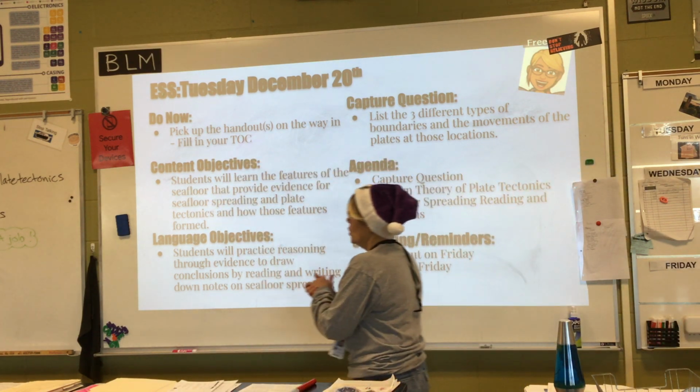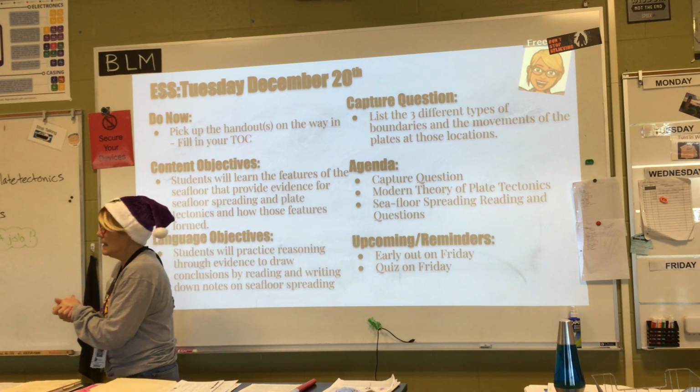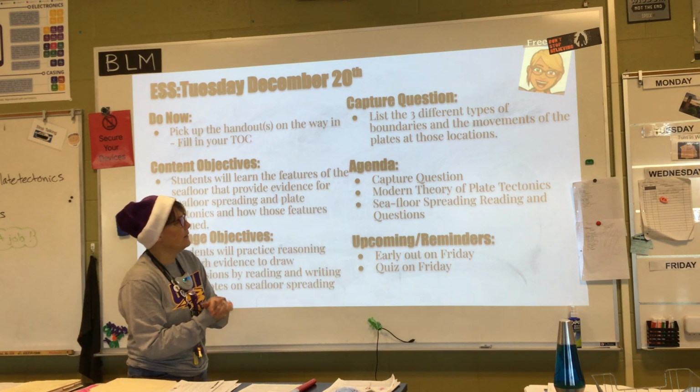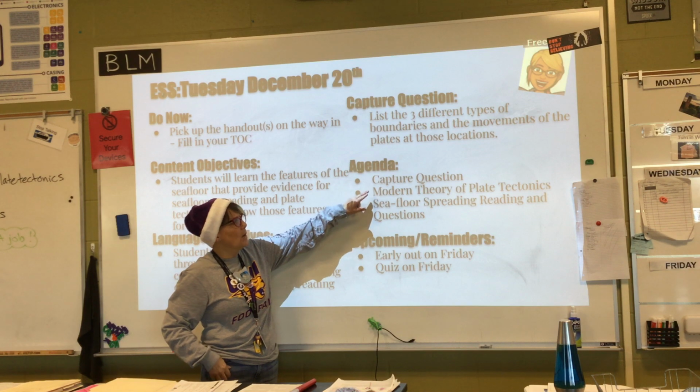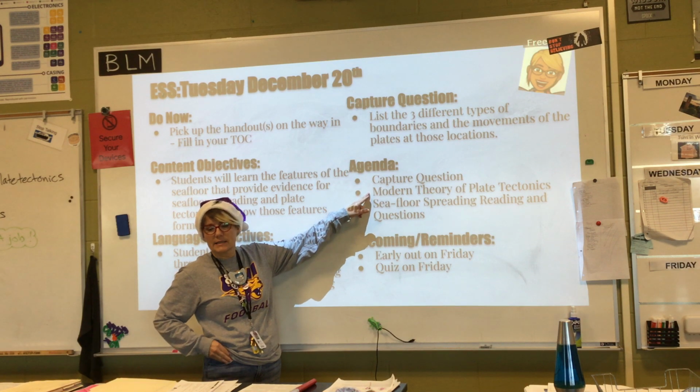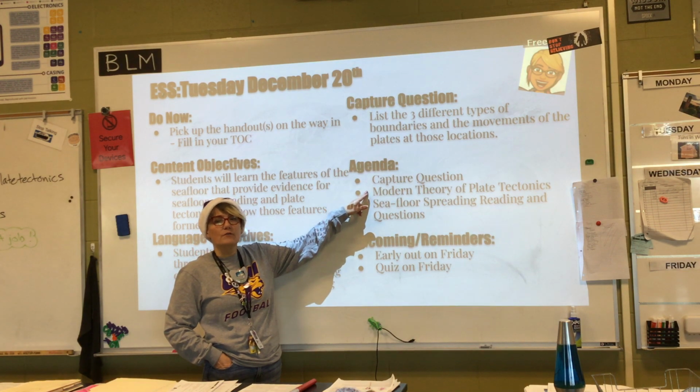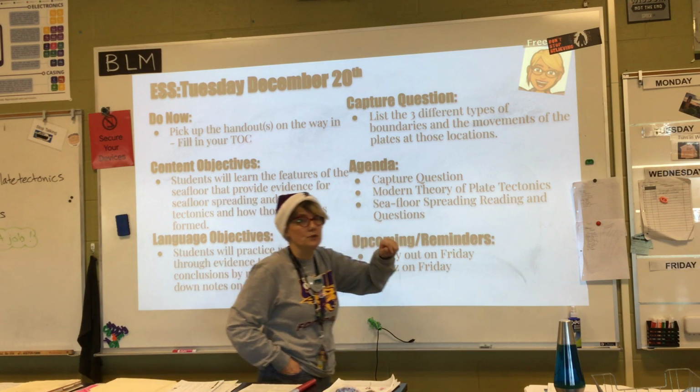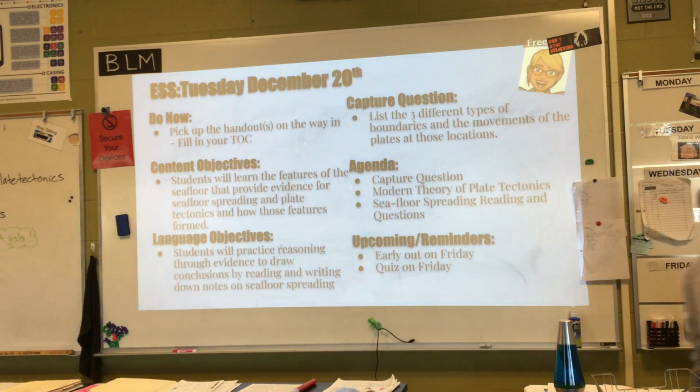All right. We are going to go ahead and take some notes, and the notes we're going to take are called Modern Theory of Plate Tectonics. This is on the back side of your continental drift notes. So I'm going to show you in your table of contents where that might be so that you can see it. In our TOC, oh, it looks like my notes were not working very well.